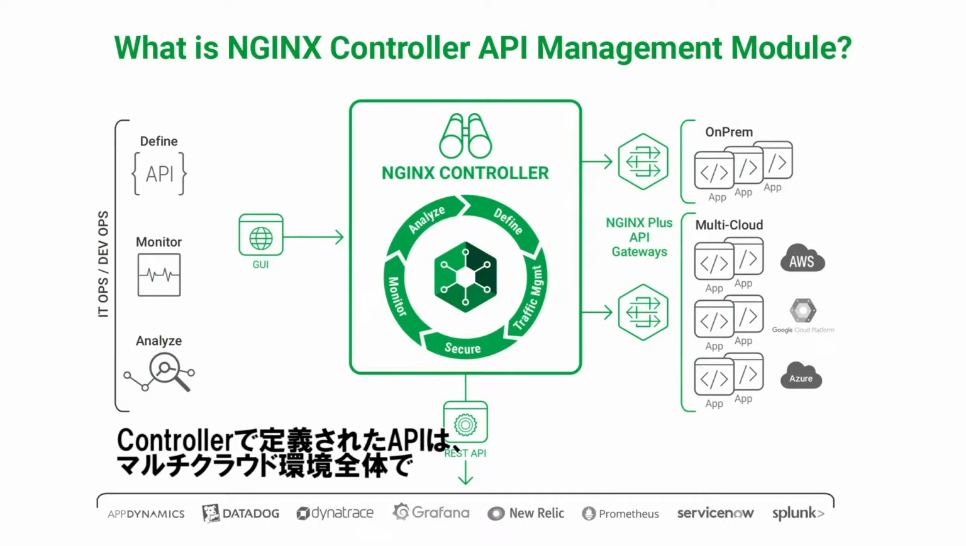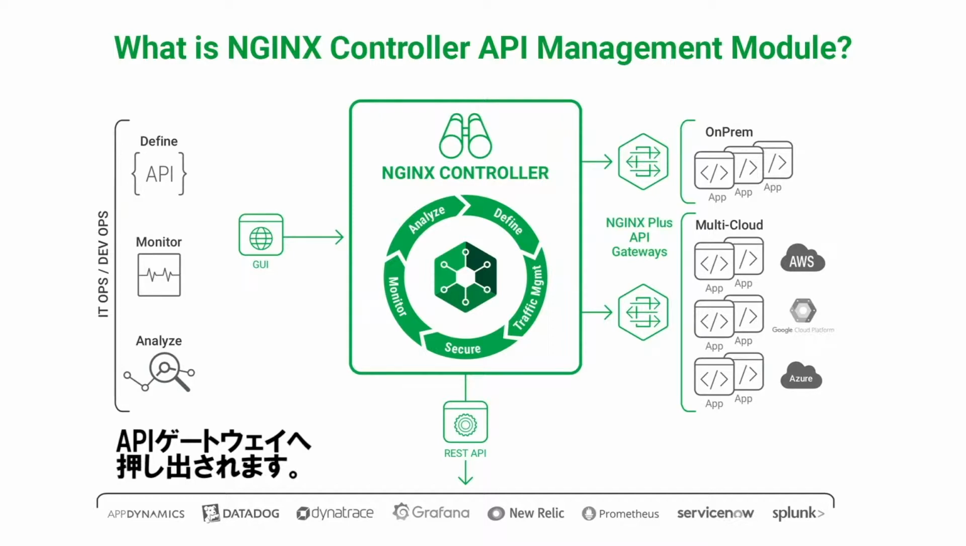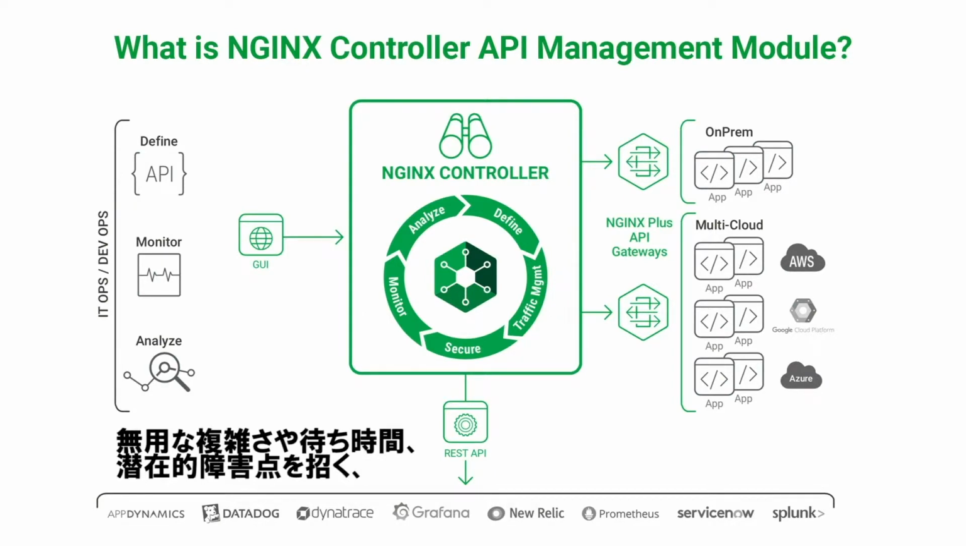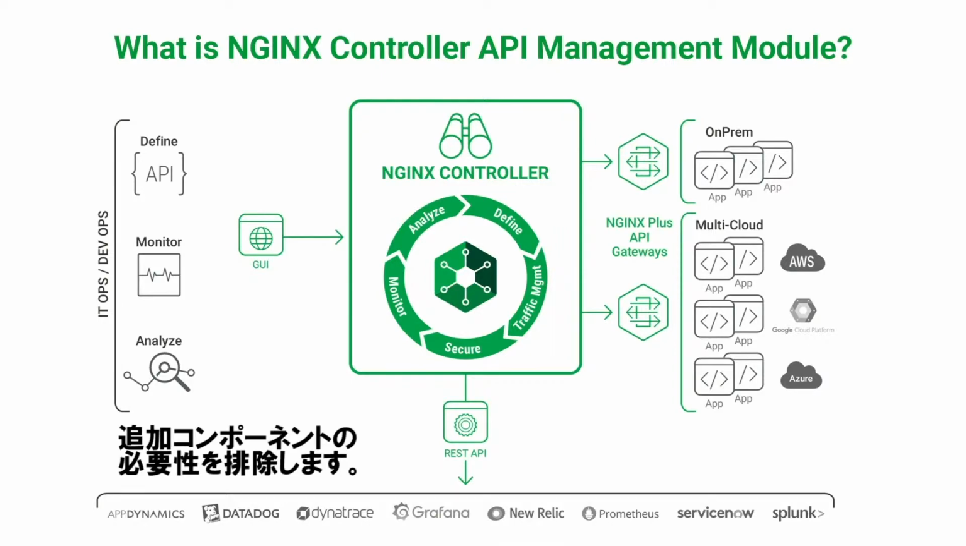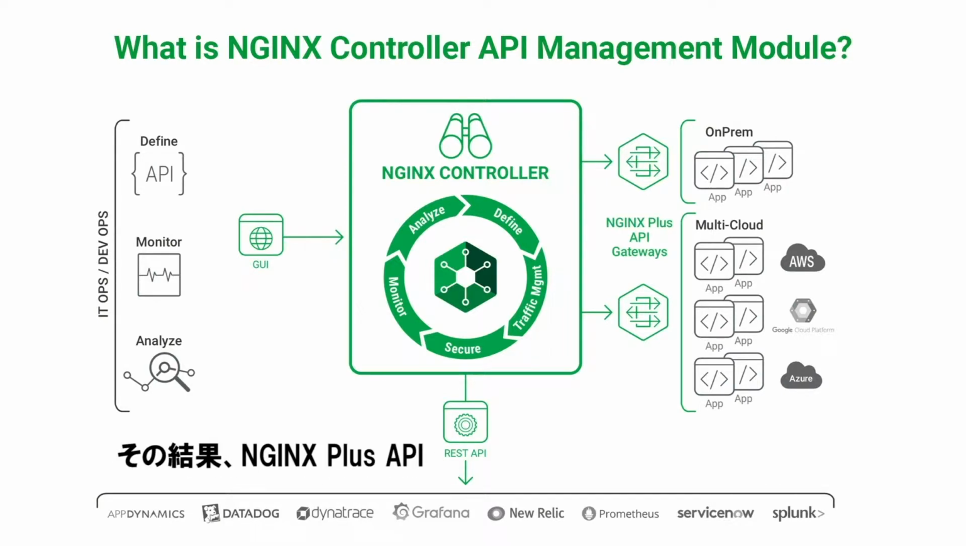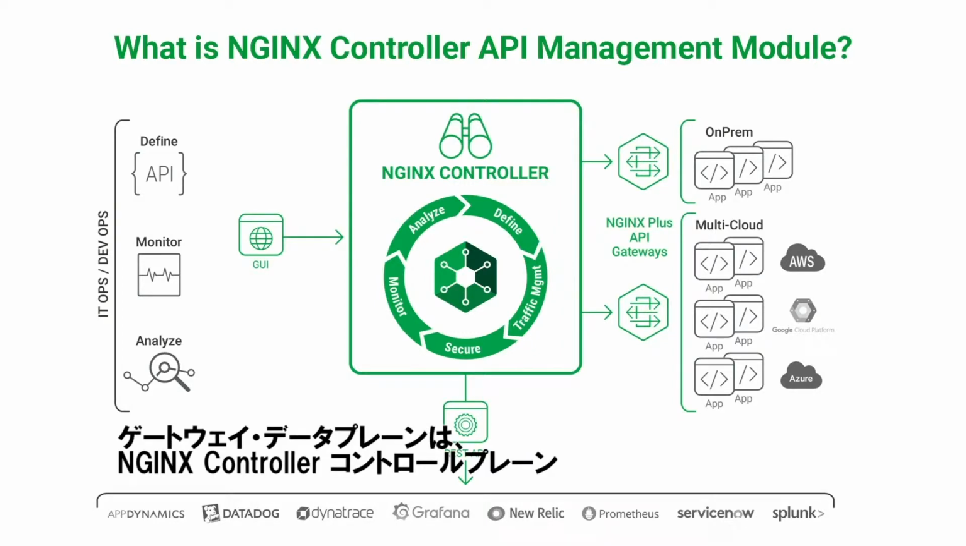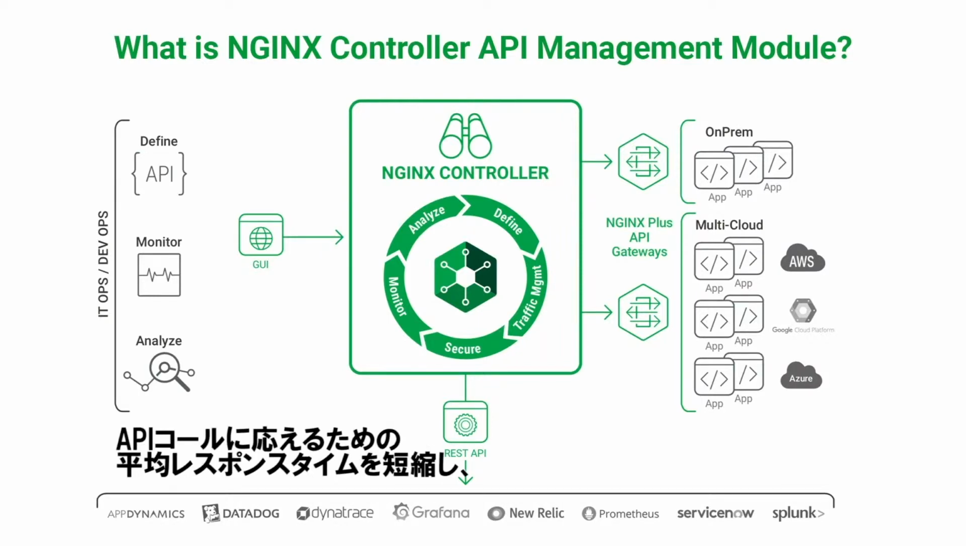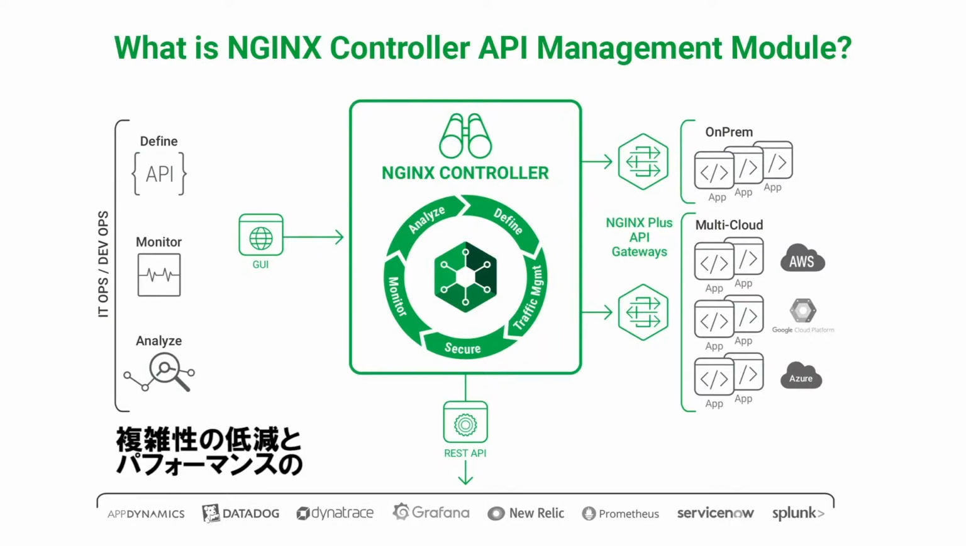APIs defined through Controller are pushed to API gateways across a multi-cloud environment. We have an innovative architectural approach to API management. NGINX eliminates the need for local databases or additional components that introduce needless complexity, latency, and points of failure for the API gateway. Unlike traditional API management solutions, NGINX isolates API runtime traffic from API management traffic. As a result, the NGINX Plus API Gateway data plane does not require constant connectivity to the NGINX Controller control plane. This reduces complexity and maximizes performance by reducing the average response time to serve an API call.